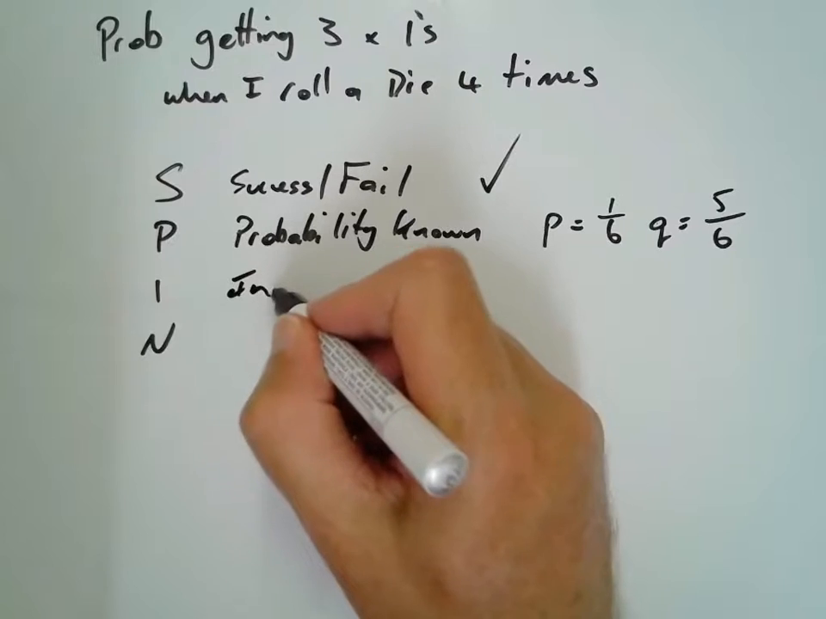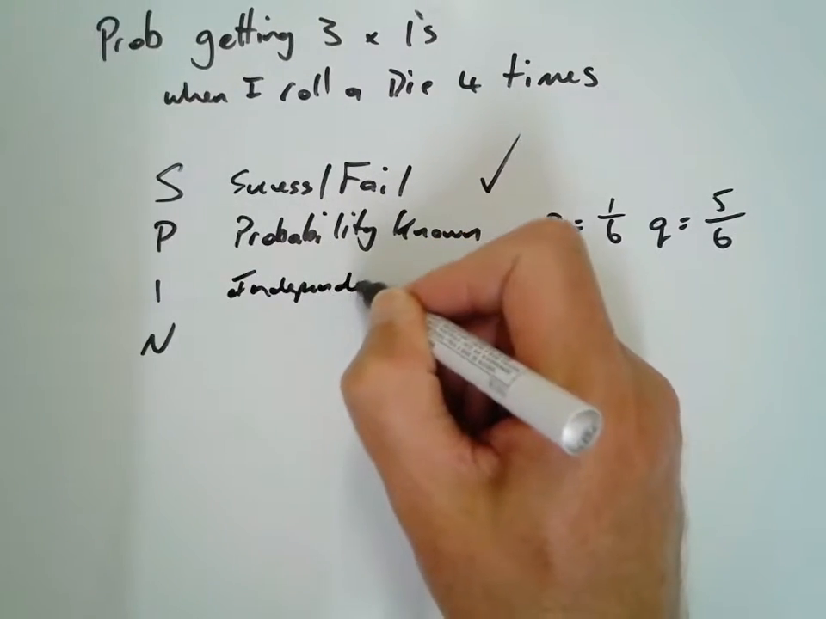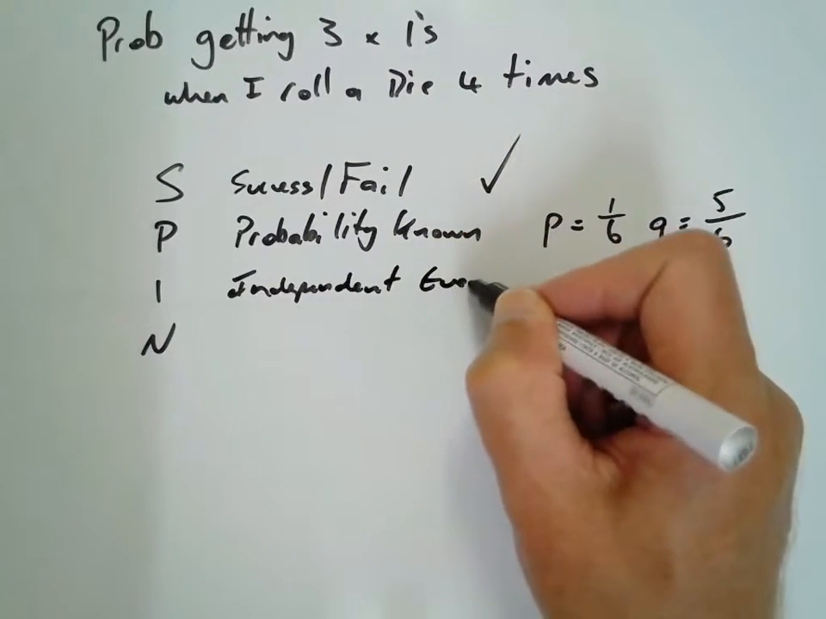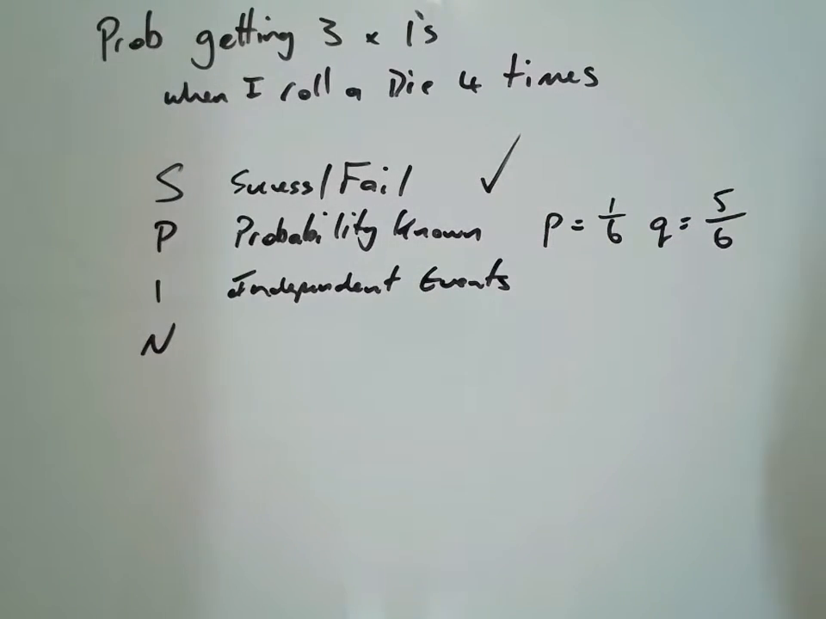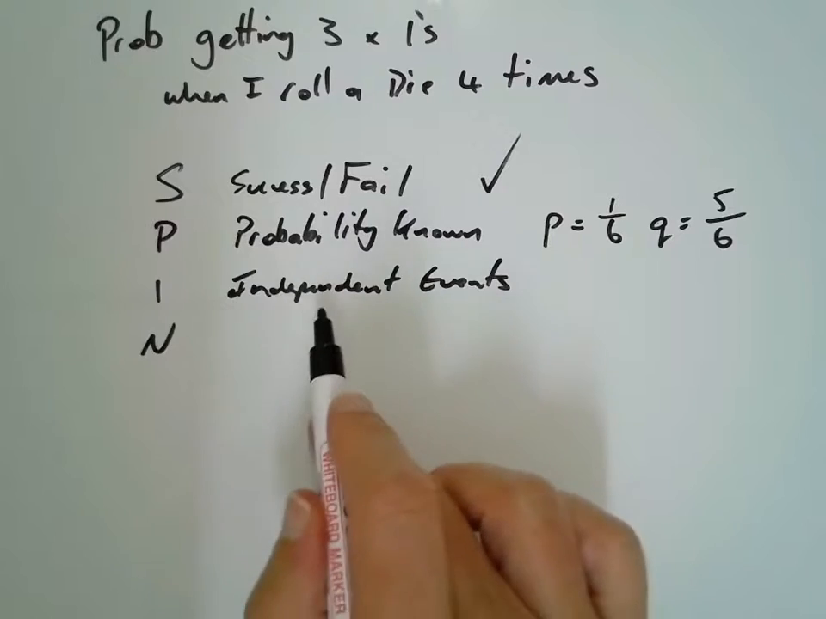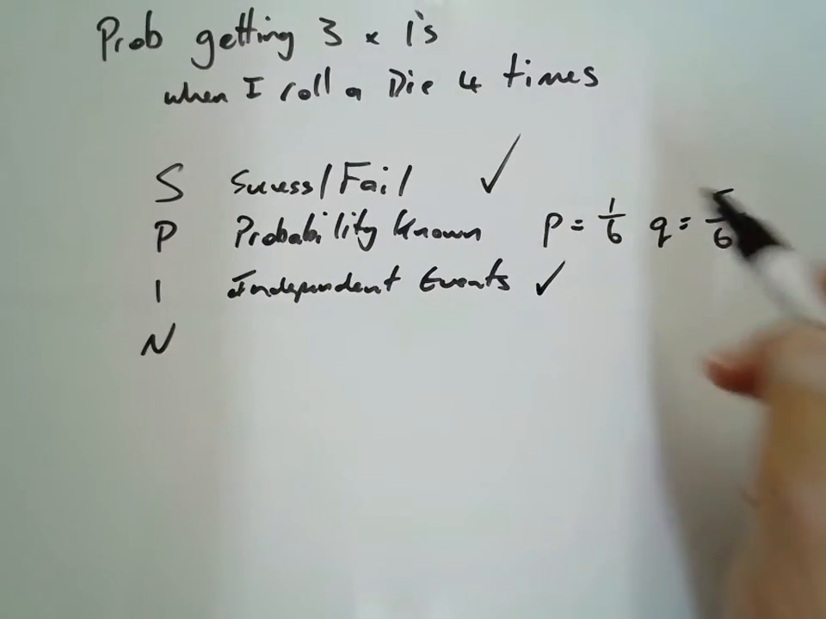I stands for independent events. Clearly we've spoken about this. Every time I roll a die, it's the same chance each time. Each roll is independent of each other, so I can put a tick.